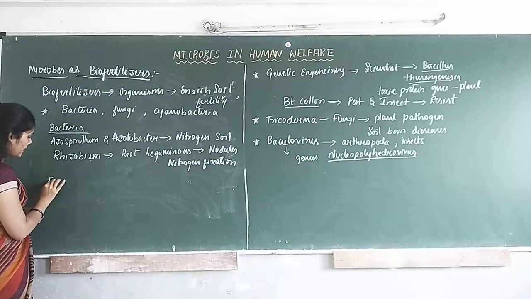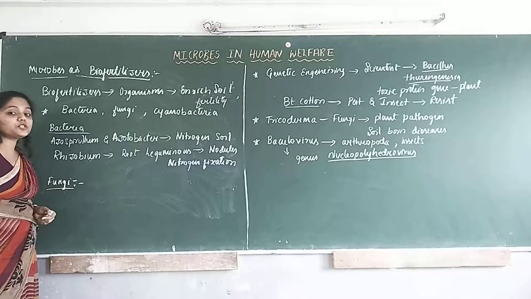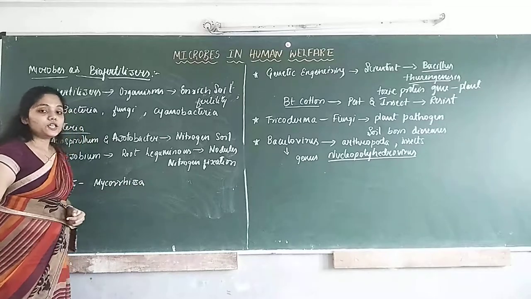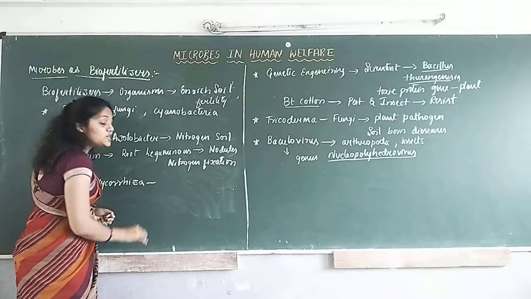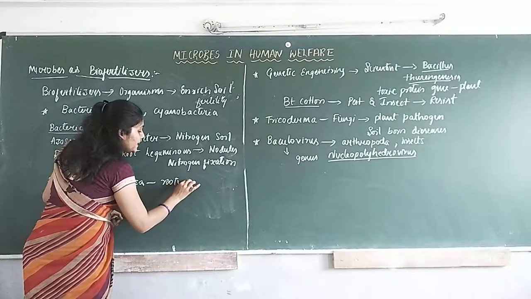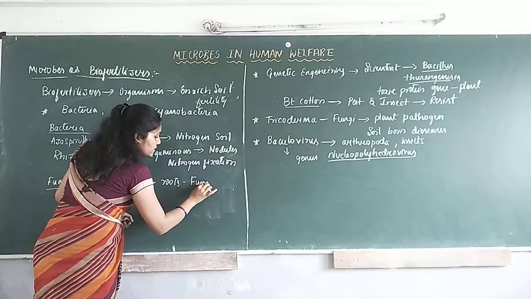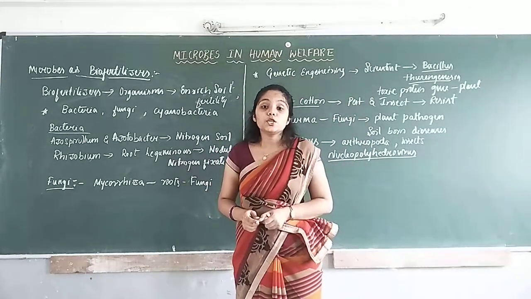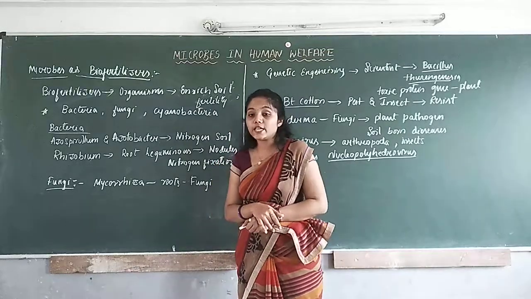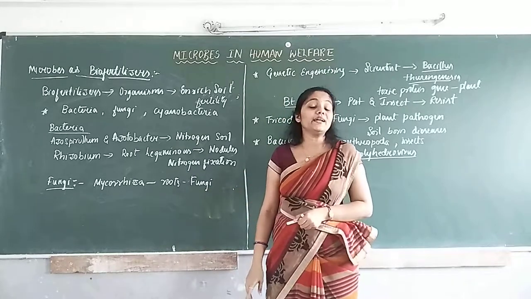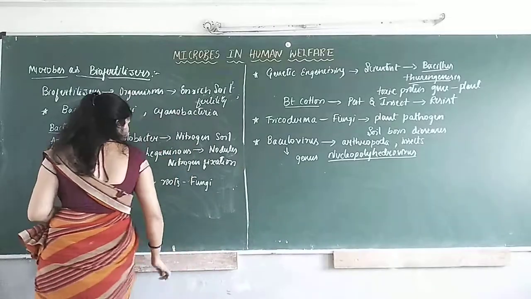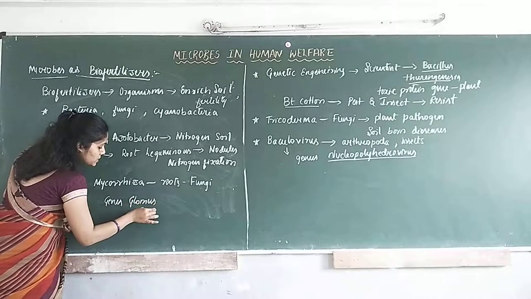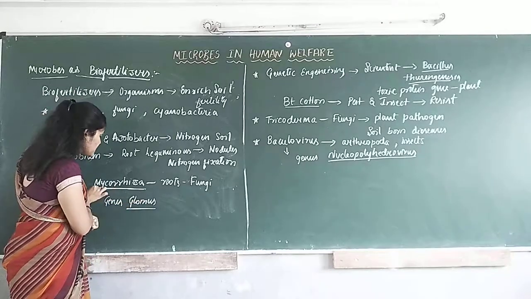So the next one is fungi. When it comes to the fungi, we know about the mycorrhiza. Mycorrhiza is nothing but a symbiotic association of roots of higher plants and fungi. So you already learned about this mycorrhiza also, isn't it children? The fungus belongs to the genus Glomus, and that forms the mycorrhiza.